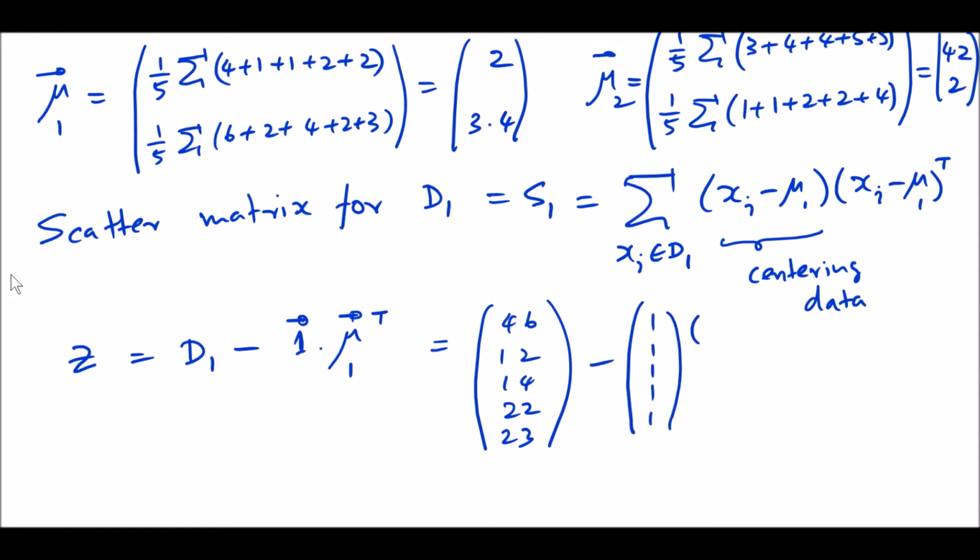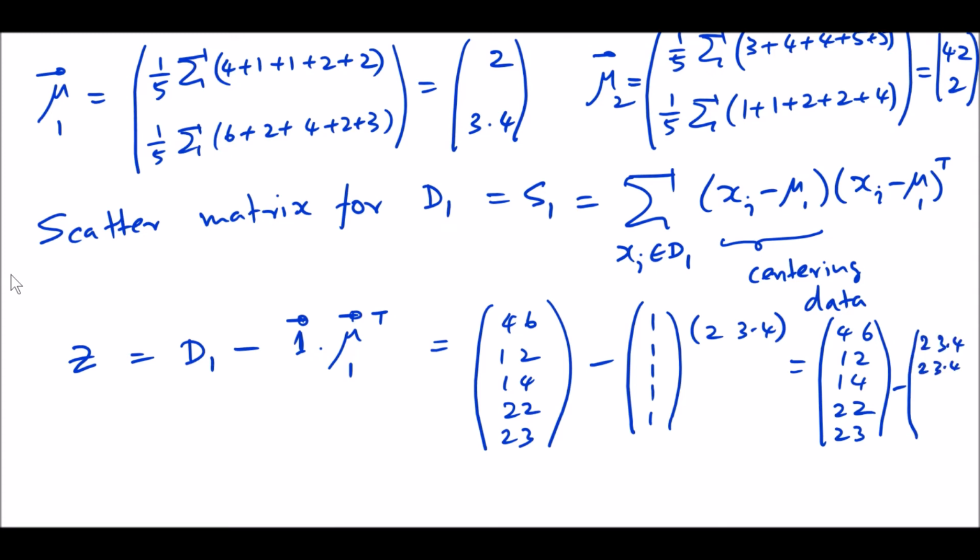Then minus, actually this is all one vector multiplied with mu1 transpose, that is 2 3.4 when you take the transpose. So we get 4 6, 1 2, 1 4, 2 2, 2 3 minus all these values of 2 3.4, which repeats. When you multiply in this case, you get 2 3.4, 2 3.4, and when you simplify, you get the Z matrix.